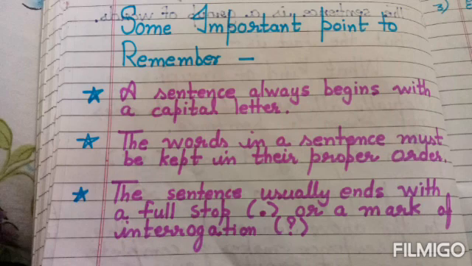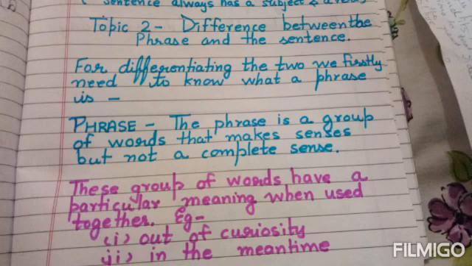Third, a sentence usually ends with a full stop or a mark of interrogation. The sentence is not complete unless and until it has some punctuation mark. Usually it's a full stop or a mark of interrogation.